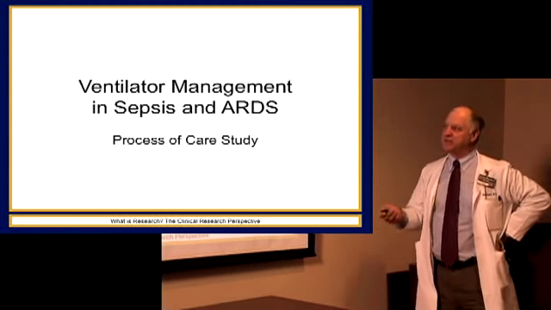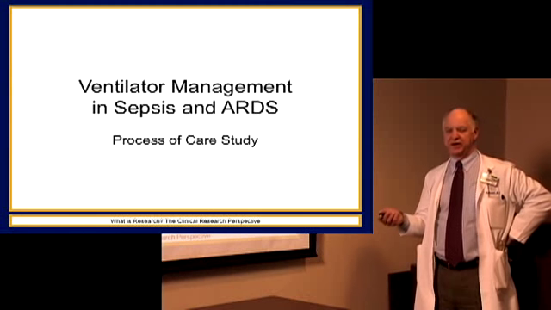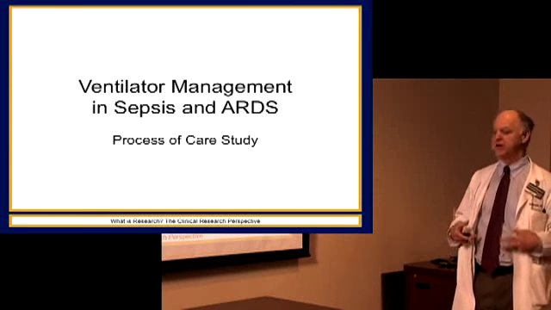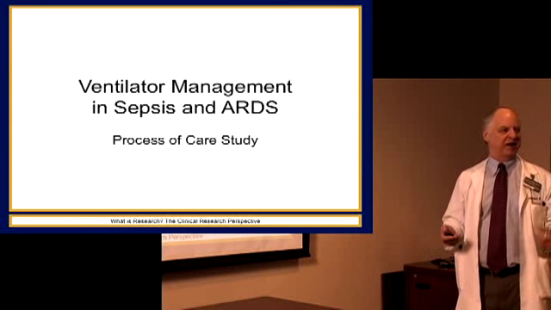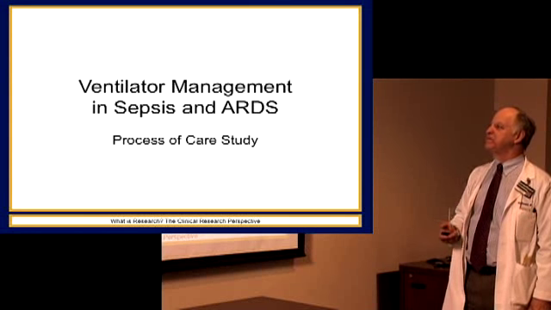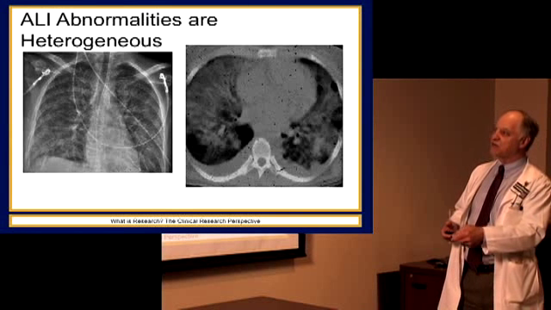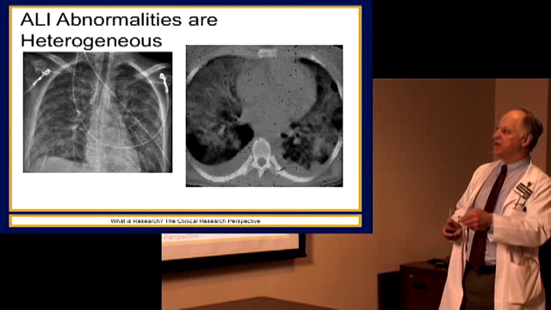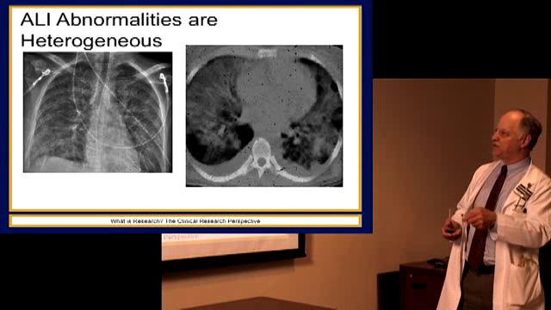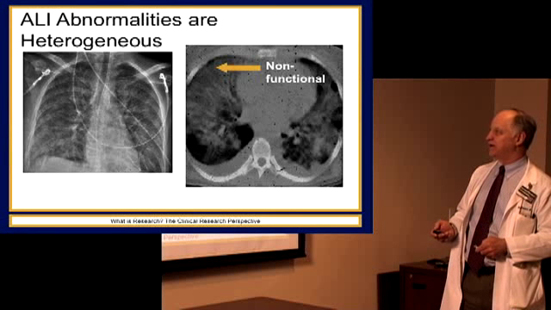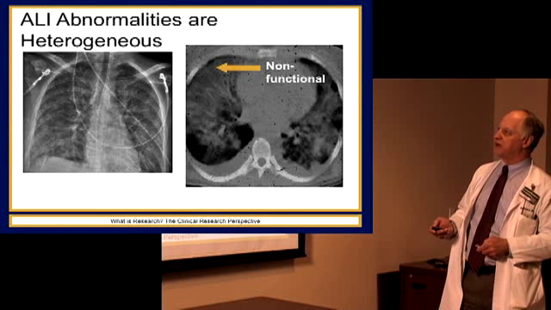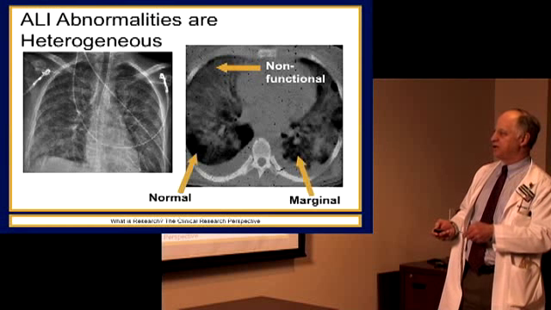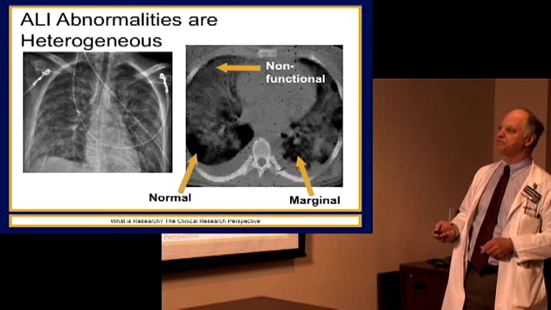So this is ventilator management of patients who have sepsis and ARDS, severe infection and acute respiratory distress syndrome, respiratory failure, double pneumonia. There are a lot of names for this process. On the chest X-ray, there are infiltrates on both sides of the chest, and this is a CT scan showing infiltrates here. There are components of the lung that are non-functional. Some are normal, a very small amount, and some are marginally functional here.